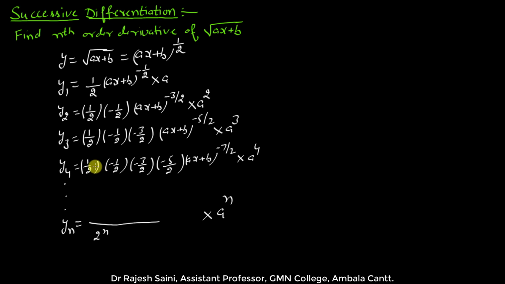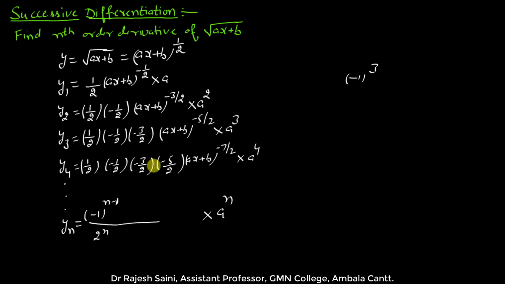Now see, when here is 4, here is minus 1, minus 1, minus 1. It will be minus 1 raised to the power 3, 1 less than 4. When here is 3, minus 1 into minus 1, it will be minus 1 square, 1 less. So whenever here will be n, it will be minus 1 raised to the power 1 less than n.